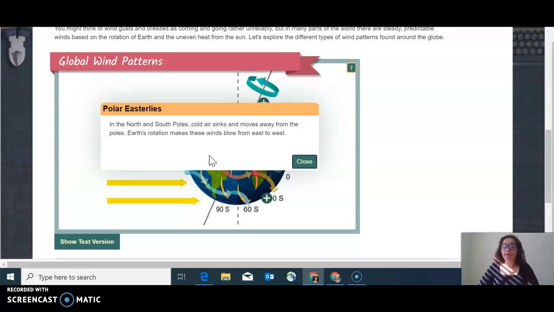The polar easterlies are the last large group of global winds. These occur in the north and the south poles, and cold air sinks here and moves away from the poles. The Earth's rotation makes these winds blow from east to west.